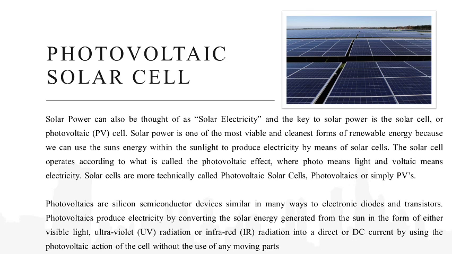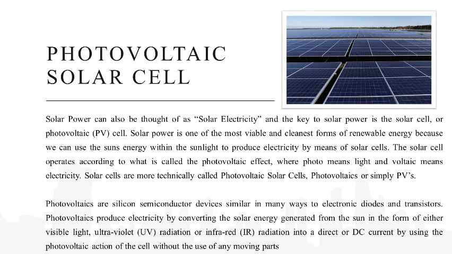Next is photovoltaic solar cell. Solar power can also be thought of as solar electricity, and the key to solar power is the solar cell, or photovoltaic, or PV cell. Solar power is one of the most viable and cleanest forms of renewable energy because we can use the sun's energy within the sunlight to produce electricity by means of solar energy, the solar cell.